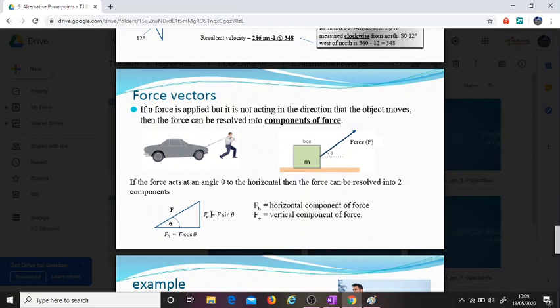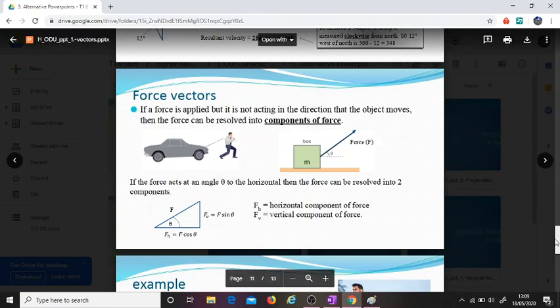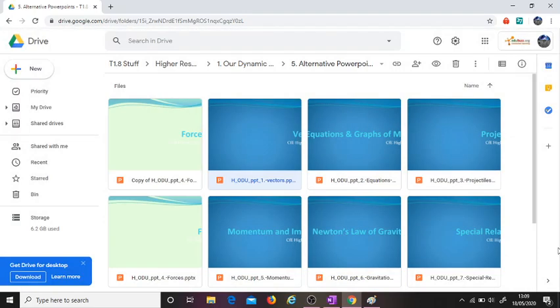The reason being, if you was to work it all out, I can show you in a wee second how you would work it out, or you can just remember this. Obviously it's cos for the horizontal because it's sort of adjacent to it, and sine is because it's opposite. So the vertical is F sine theta and the horizontal is F cos theta. So let's give an example then.